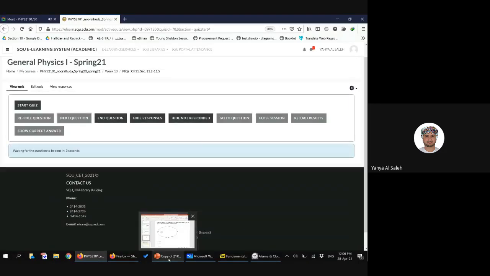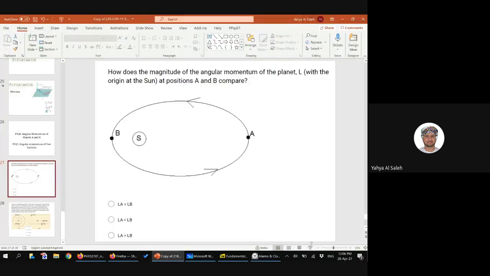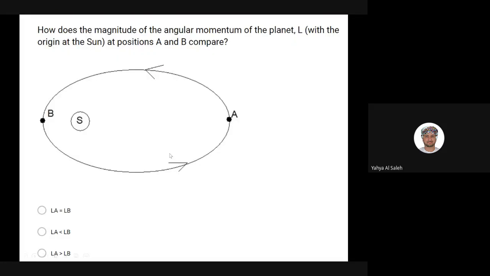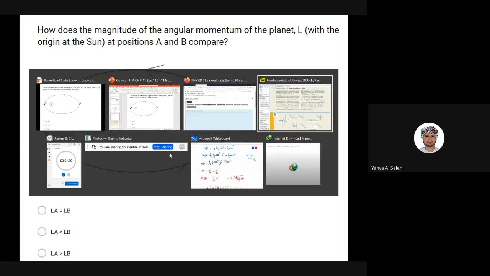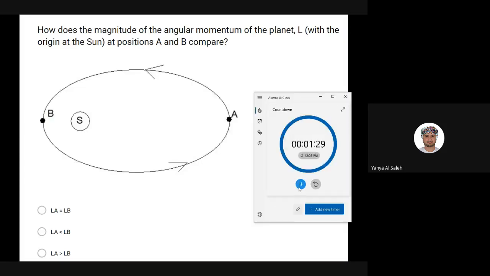Next PIQ. How does the magnitude of the angular momentum of the planet L with the origin at the sun at positions A and B compare? LA equals LB, LA is less than LB, or LA is more than LB?